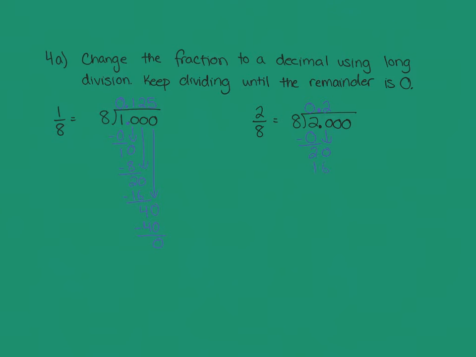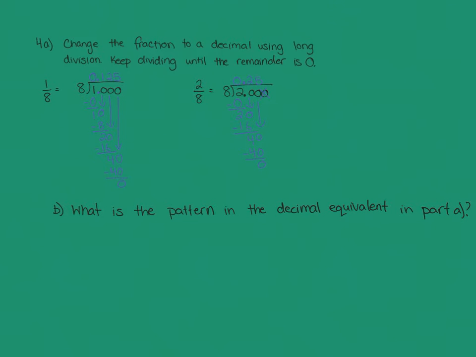Which gives us 16. Take away equals 4. Bring down the 0. 8 goes into 40 5 times, which gives us 40. Take away equals 0. So you notice I didn't need to include this last 0. I didn't need it.